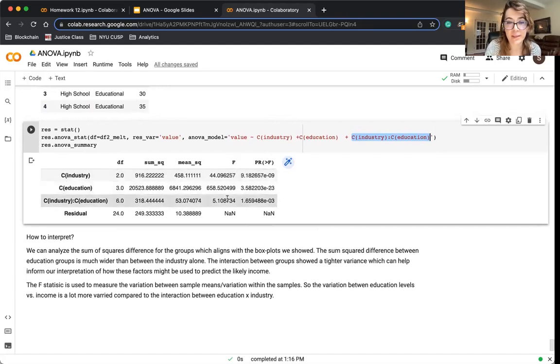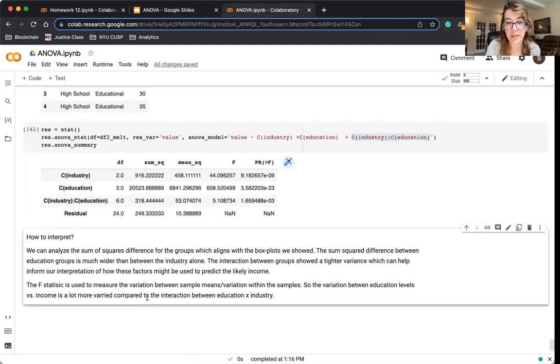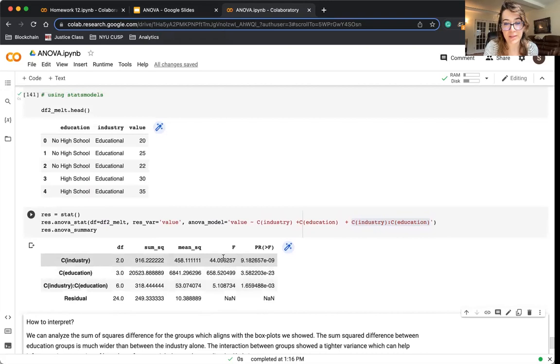And this F statistic here is used to measure the variation between the sample means and variation within the samples. So the variation between education levels versus income is a lot more varied compared to the interaction between education versus industry. And we start to see some of that when we look at this table that gives us some of these statistics.